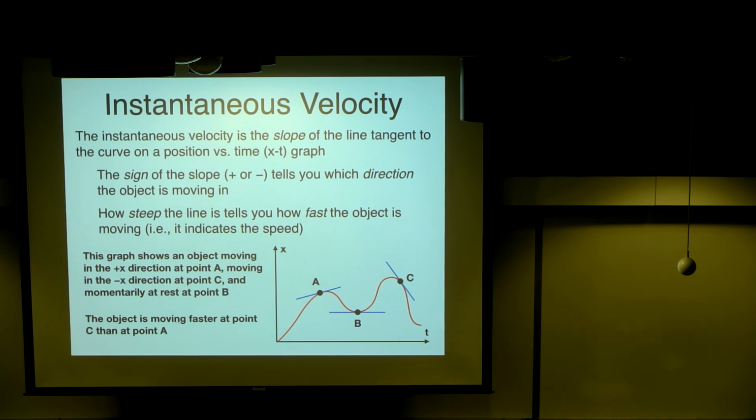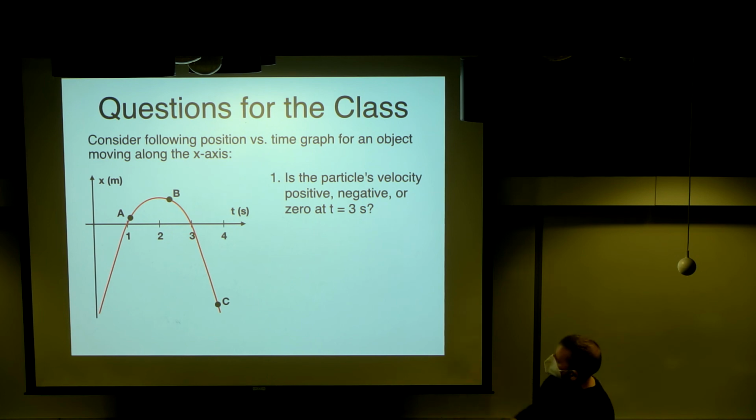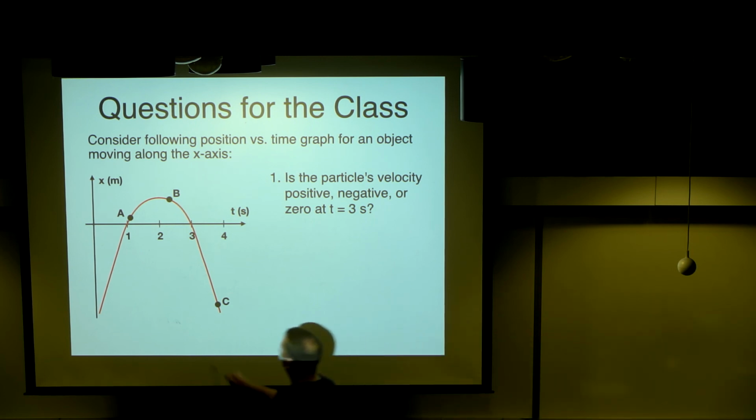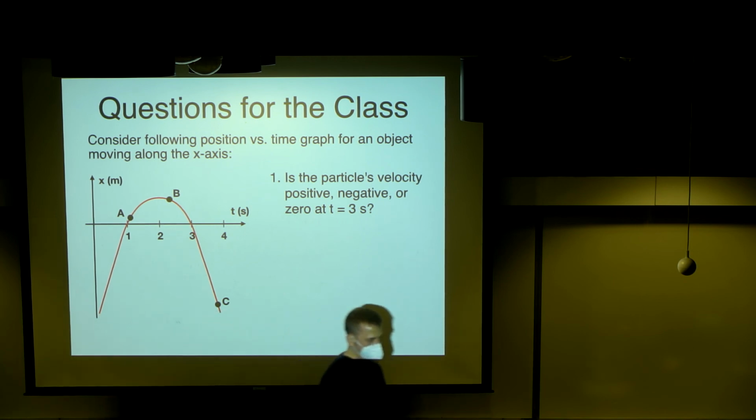Okay. And we're going to end it with a couple really quick questions, okay? So consider this position versus time graph that you see here. We have points A, B, and C labeled, and some times labeled as well, okay? So at t equals 3 seconds, is this object having a positive, negative, or zero velocity at t equals 3 seconds? Negative, because if you take the slope of the tangent line, you'll see that's sloping down at t equals 3 seconds. That's this point right here. Therefore, we have a negative velocity, okay?